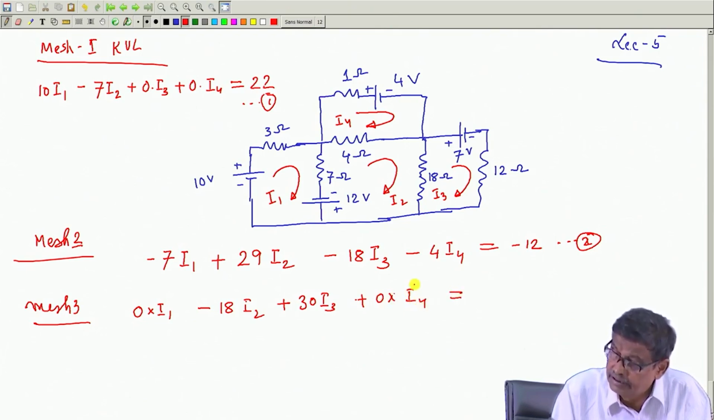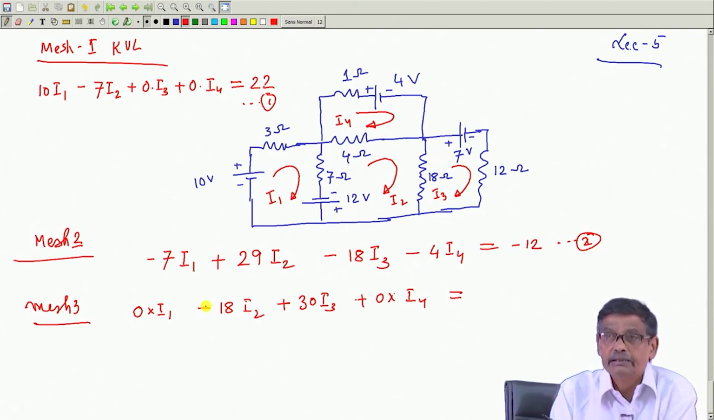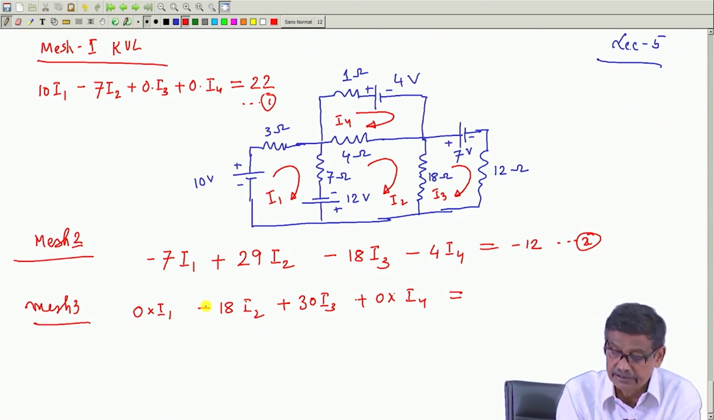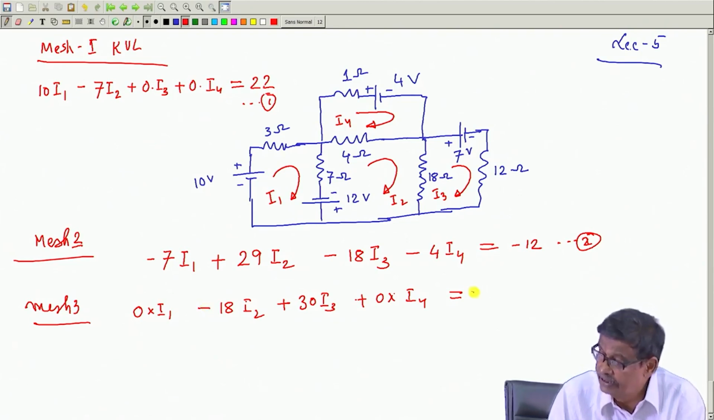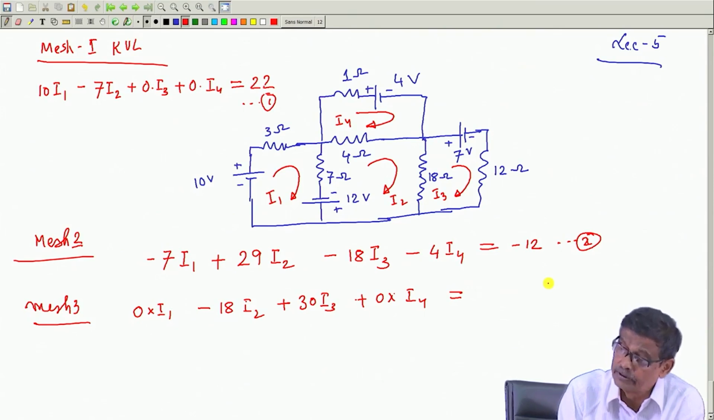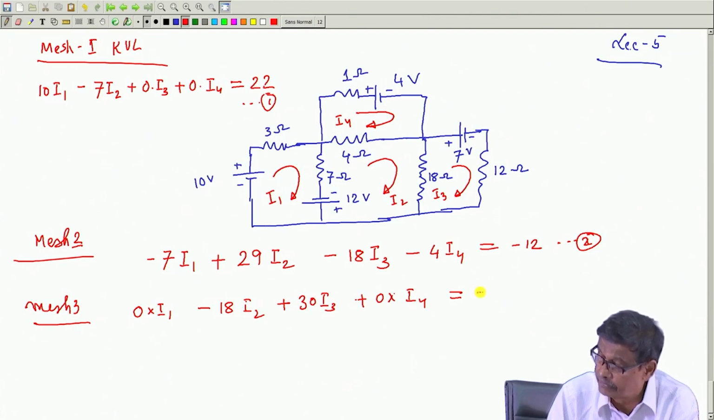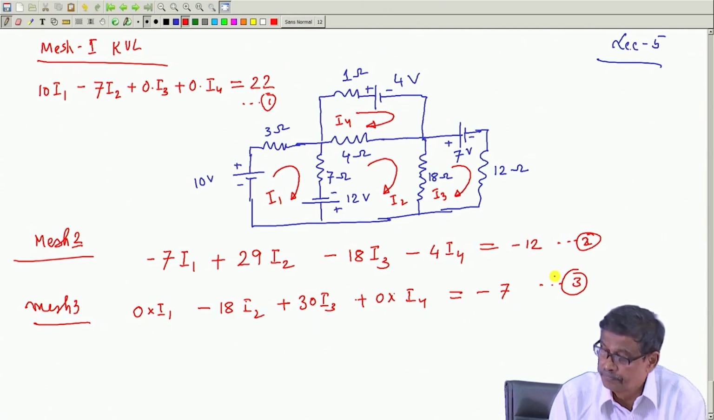And so, all the contributions of all the mesh currents as voltage drops in a particular mesh, that is 3 in this case, I have taken into consideration. Only thing on the right hand side I have to write down is the sources. There is only one source present, 7 volt, and the direction of plus is opposite to this arrow. So, therefore, it is minus 7 volt. So, this is the third equation.